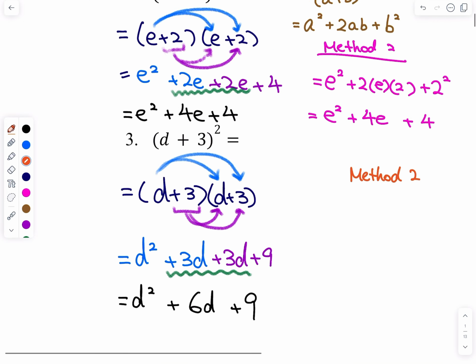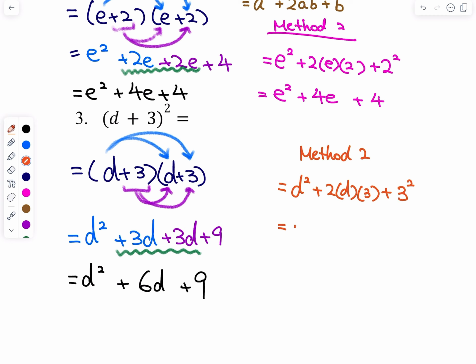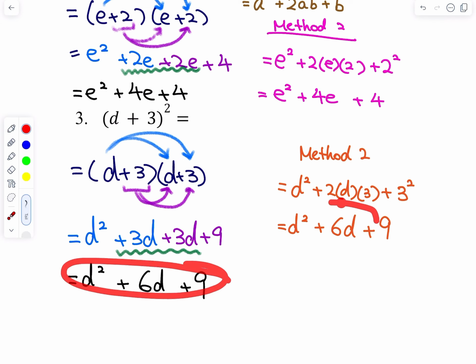So it is, oopsies, a squared plus 2ab plus b squared. And then calculate the middle part. 2 times 3 is 6. And 3 squared means 3 times 3, which is 9. And you will still get the same answer no matter which method you do.